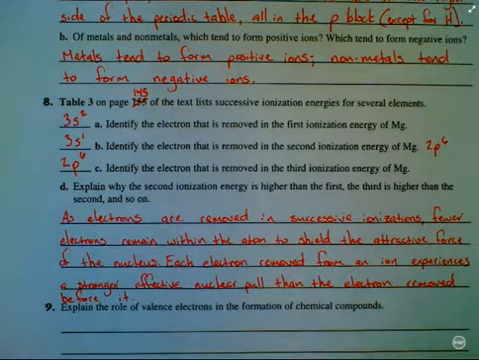And anytime you increase the effective nuclear pull, that means those electrons are being held more and more tightly. And if at any point you're holding on to an electron more and more tightly, it's going to take more energy to remove that electron. That is the definition of a larger ionization energy.